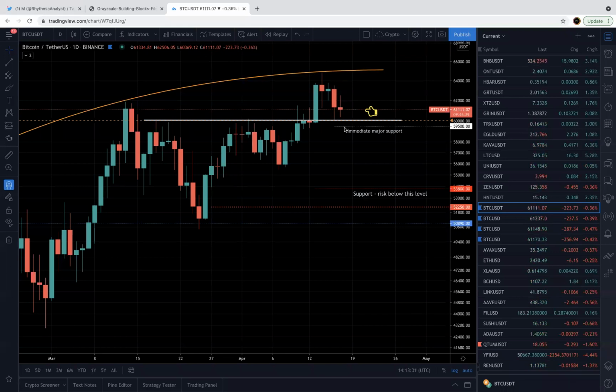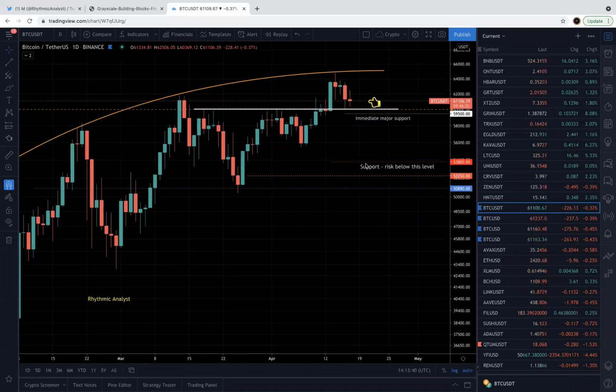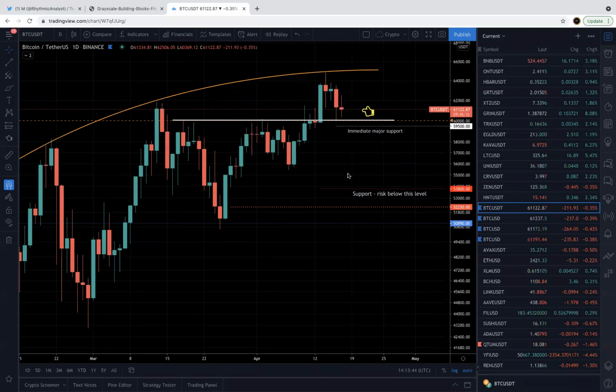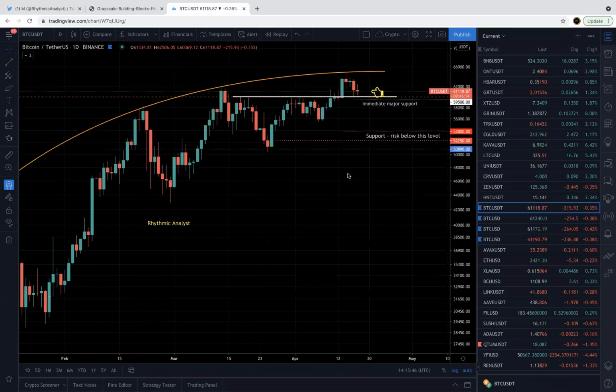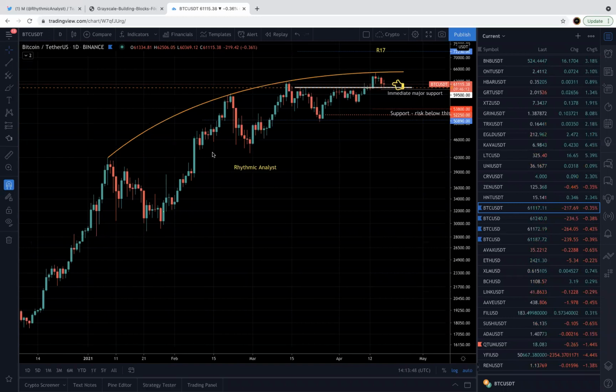That means if this is broken, then this entire zone becomes critical. And if this is broken, then it's not good. Then I think the whole entire structure is at risk. That means the correction could be much deeper, and in the worst case, it could be up to 40 to 50%.